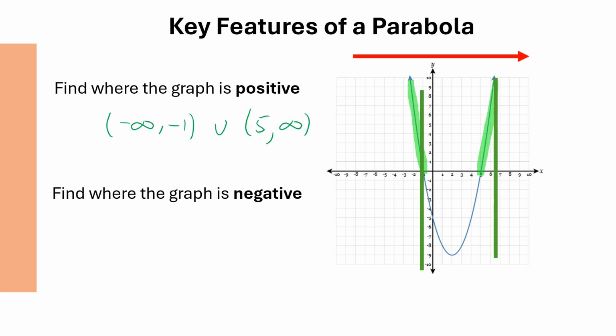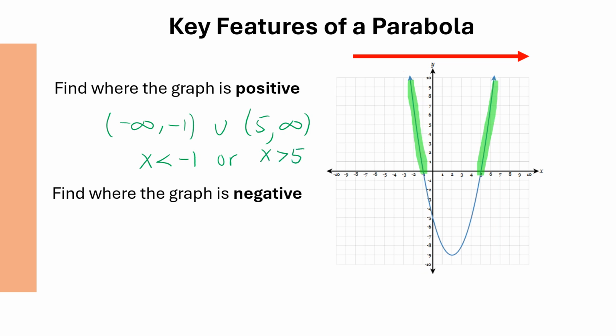And you can write your answer as an inequality. So the first one is all the x values less than negative 1. So x is less than negative 1. Union means or, and then the second one is all the x values bigger than 5. So x is greater than 5.